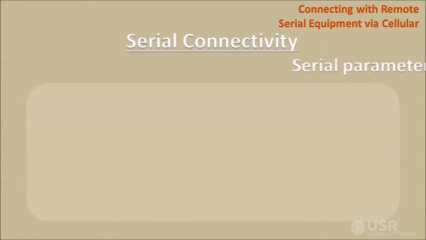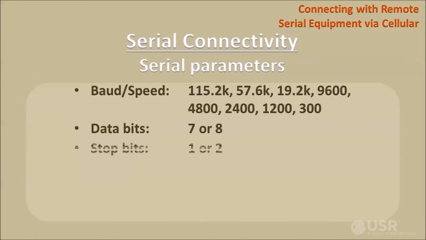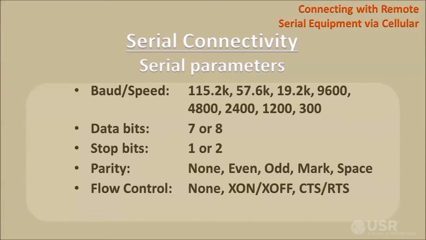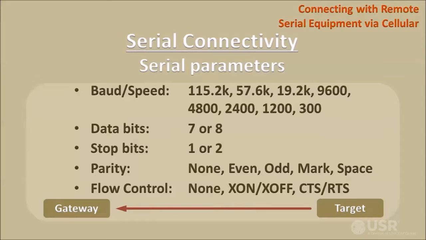Besides the cabling requirements, all serial interfaces also have operating parameters. And for the serial connection to work, the operating parameters of both devices must match. Normally, the serial parameters of the target equipment are fixed, and the serial parameters of the gateway must be configured to match the target equipment's.